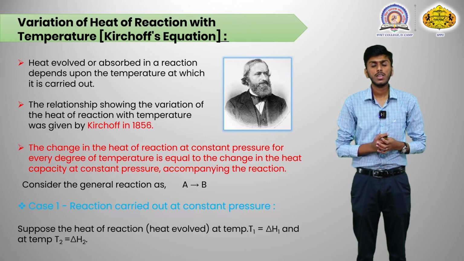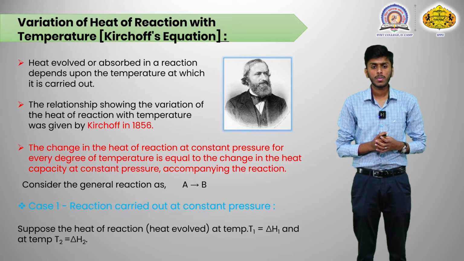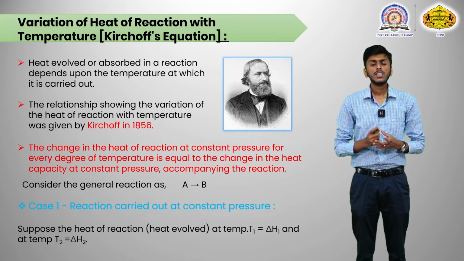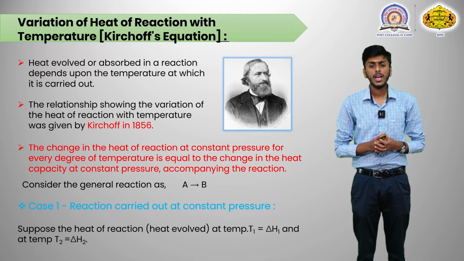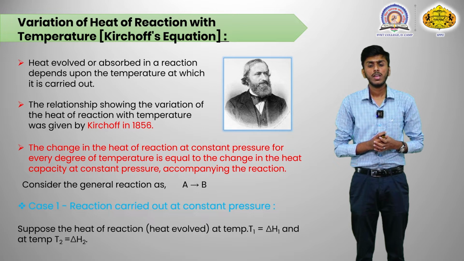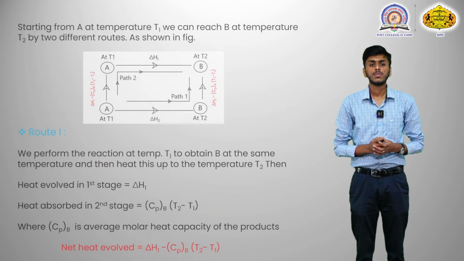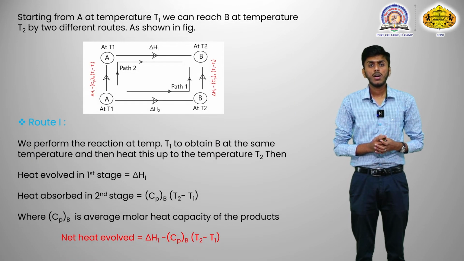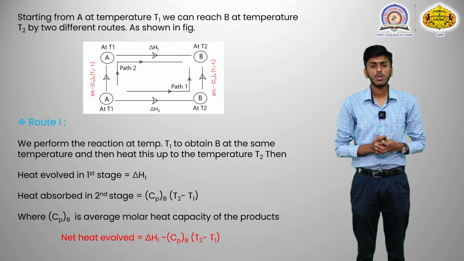Consider a general reaction as A, the reactant, giving product B. Case 1. Reaction carried out at constant pressure. Suppose the heat of reaction, heat evolved at temperature T1 is equal to delta H1 and at temperature T2 is equal to delta H2. Starting from point A at temperature T1, we can reach B at temperature T2 by two different routes, which are shown in the figure given below.